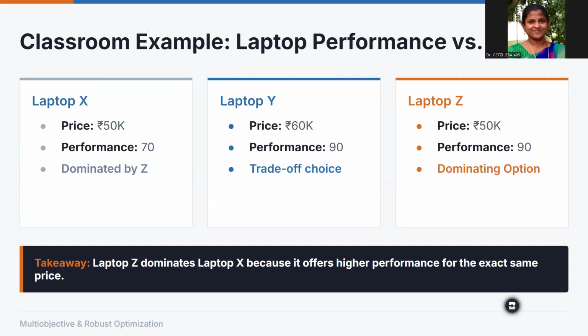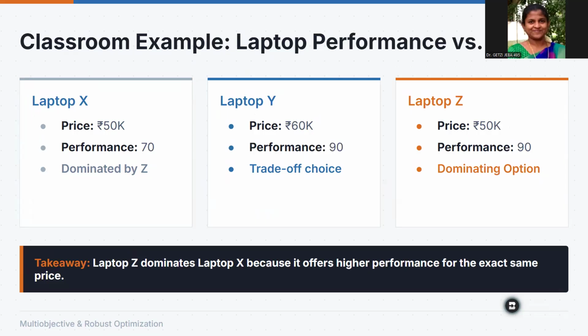Example, if you take laptops X, Y, Z, if you compare X and Z, the price is the same. But if you take the performance, laptop Z dominates X, right? So the dominating option is laptop Z and the dominated one is X, and Y is a trade-off choice, right? So it has a better performance. Of course, we have to compromise on the price. So that is a trade-off choice.